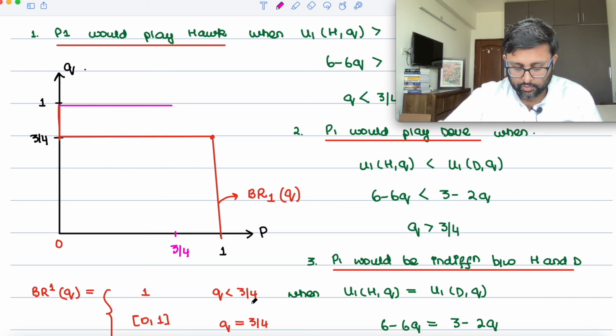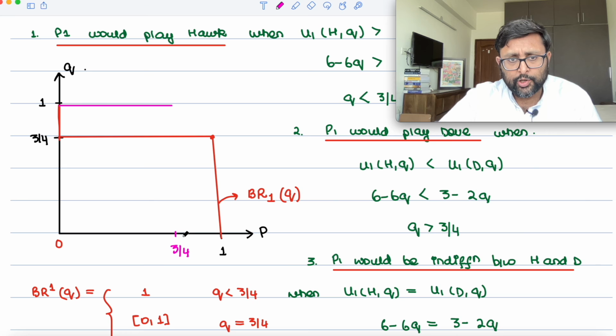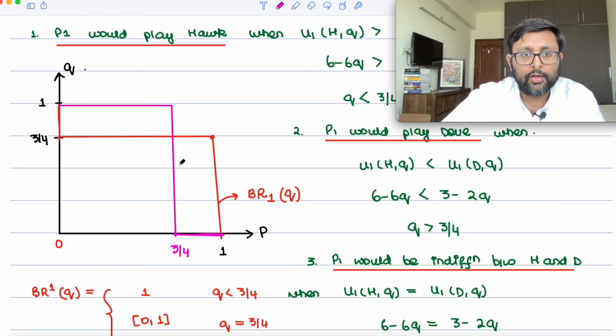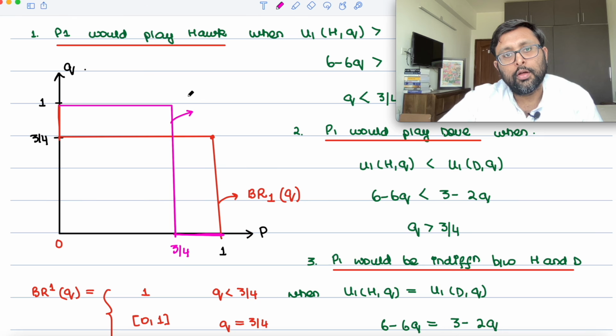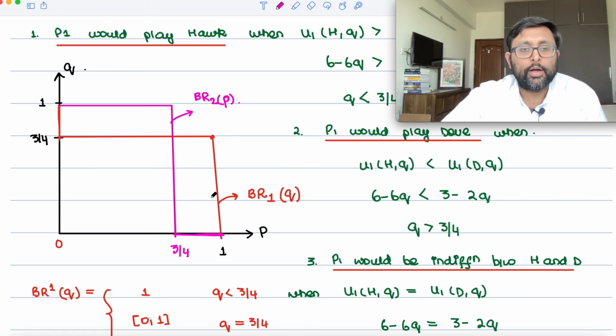Then if p is greater than 3 by 4, he is better off playing dove, so the probability of playing hawk is 0 there. And if p is equal to 3 by 4, player 2 is indifferent between playing hawk or dove. So this is the best response function of player 2, given the probabilities with which player 1 is playing.